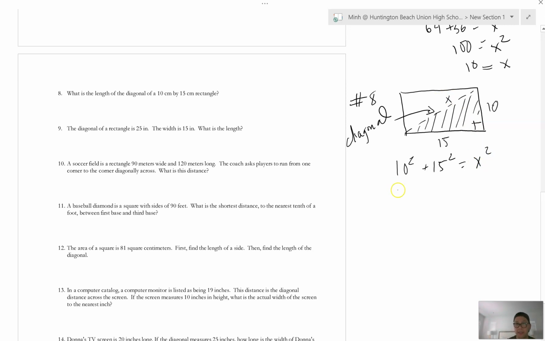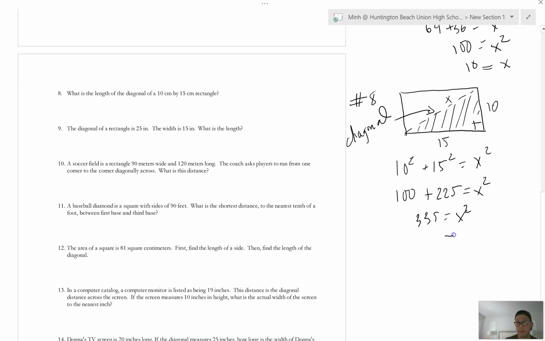So when I add them together, that's going to be 100 plus 225 is equal to x squared. All right, again, you can use your calculator. Highly recommend you use your calculator for this. So I'm going to add the terms on the left side. That's x squared. And then to finish it off, you're going to square root it. And for these word problems, don't worry about radical form. Go straight into using your calculator, get a decimal.